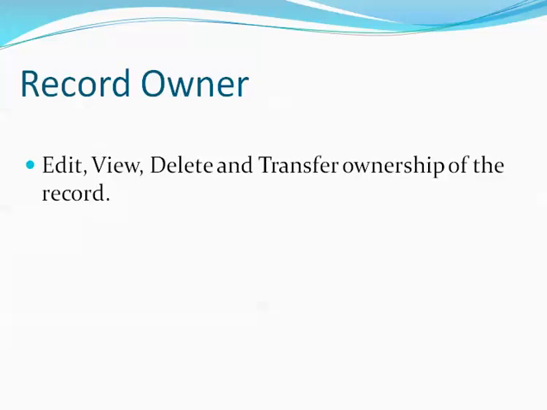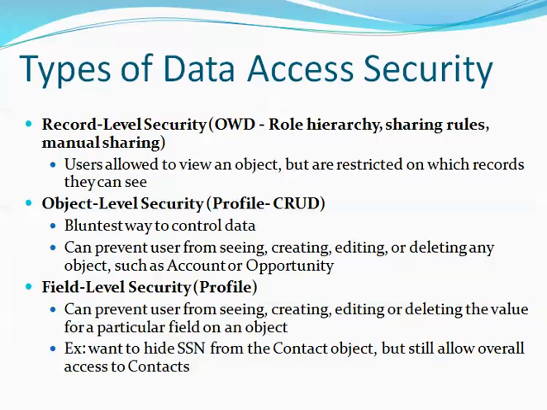Now, I like to touch on record owner because, as I mentioned in the previous slide, being the record owner gives you some special privileges. So even if your organization-wide defaults are set to private, it's all locked down, the user that is the record owner typically should be able to delete, edit, view, and transfer ownership of the record, which may be a lead, opportunity, or account, for example. So there you go. There's the beginning.